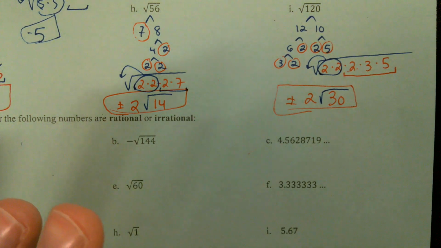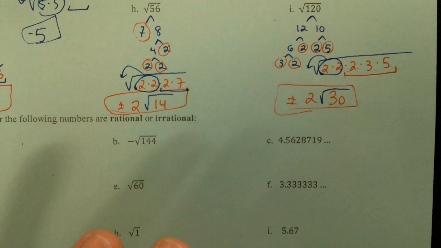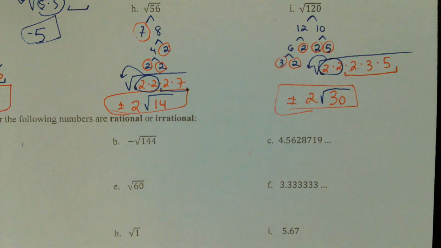Did I lose anybody there in that one? So you got to bring out the 2's. You have left 3 times 5 times 2. Okay? Only the pairs can come out in front. Only pairs. Yeah, Ross.